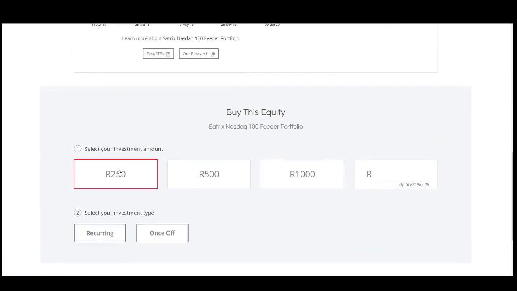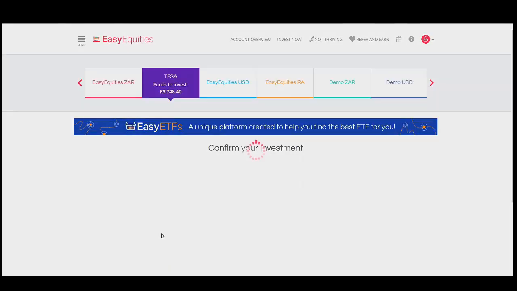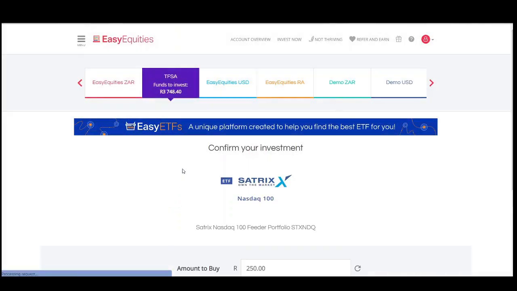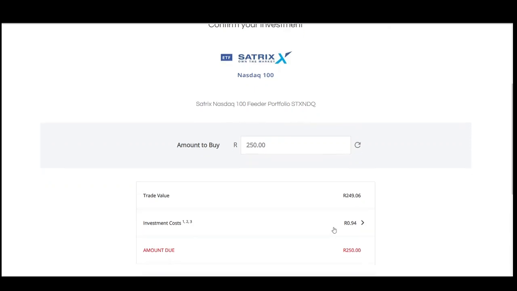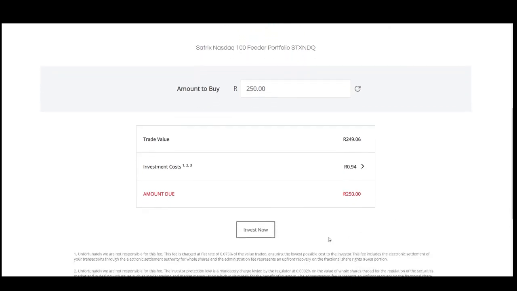So we said we're going to put 250. We click on 250, then we click once. Let's see what happens then. So then it takes us here, it's 250, then it shows us the trade value, which means this is the actual money that we're investing. This is how much the investment is costing us. So we go on invest now.